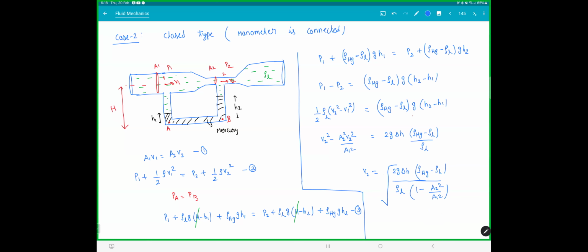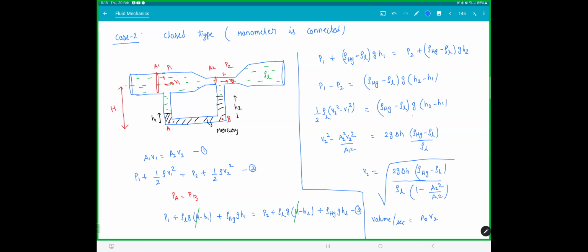So once you got A2, your job's done. How much gas is flowing every second? The volume per second is A2V2. I know the delta H from the sensors. I know the density of mercury. I know the density of the liquid. I know areas. You got everything.